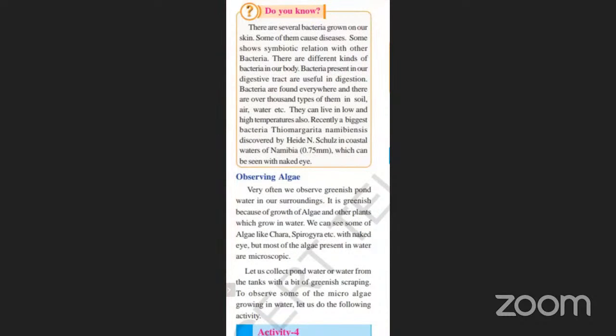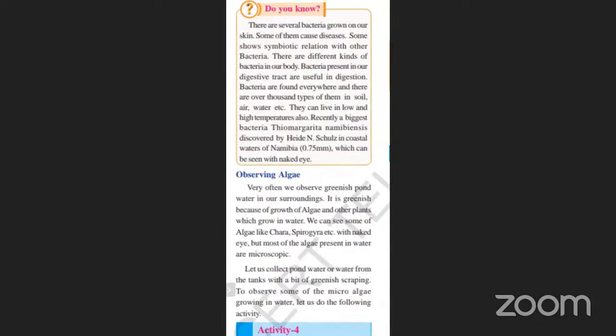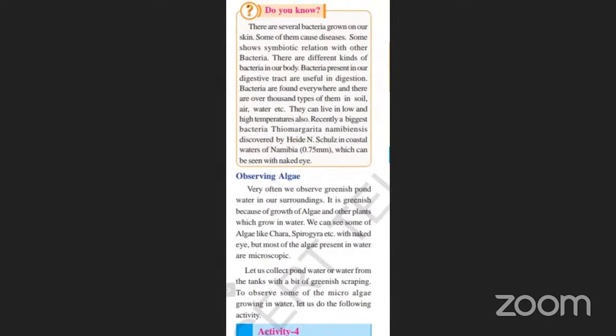So here, plant and bacteria is not the point. The concept is the relationship in between, helping each other. So here is a symbiotic relationship between bacteria and bacteria. I will tell some more.